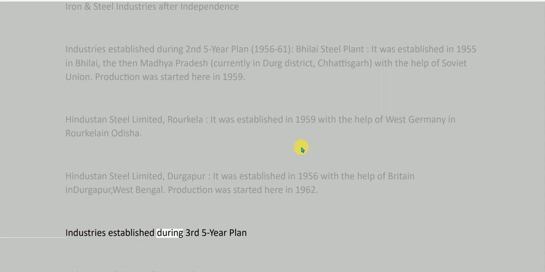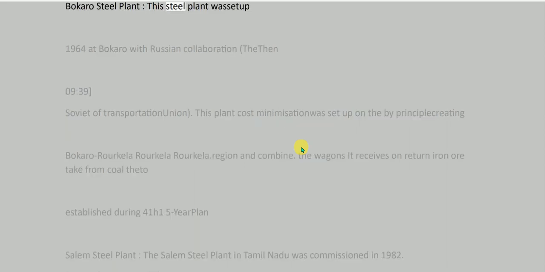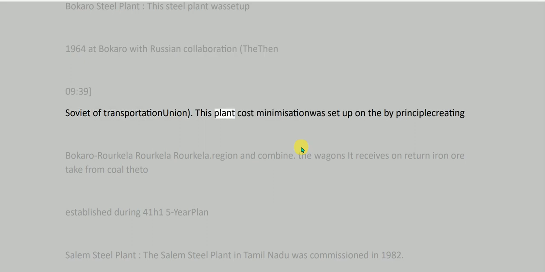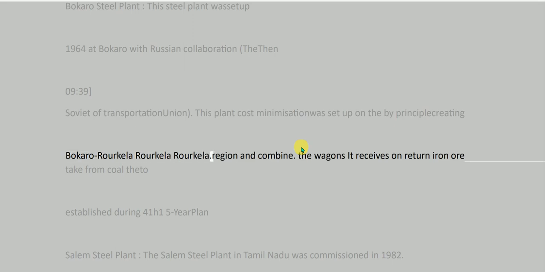Industries established during the third 5-year plan: Bokaro Steel Plant. This steel plant was set up in 1964 at Bokaro with Russian collaboration, the then Soviet Union. This plant was set up on the principle of cost minimization, by creating a transportation system that combines the wagons it receives on return with iron ore.